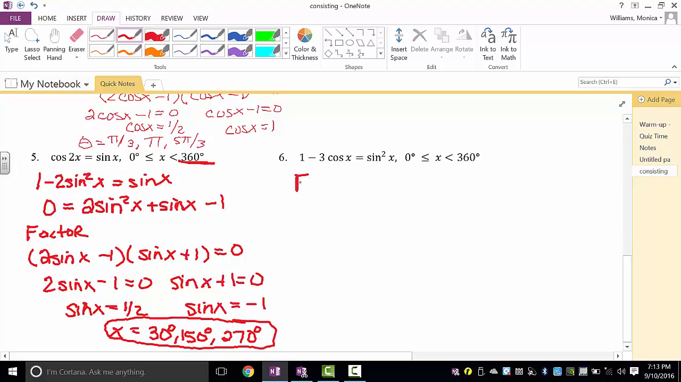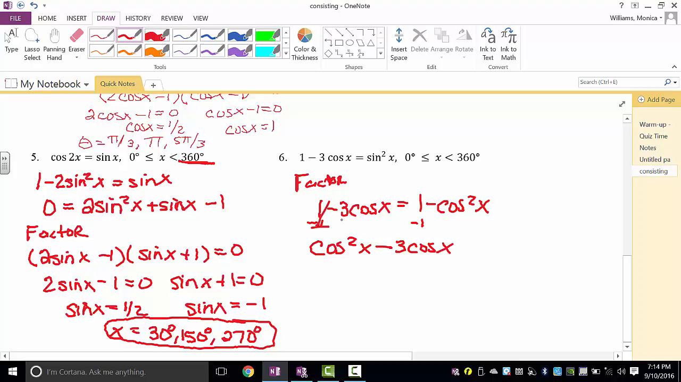Number 6, we will also factor. But notice first, we have a sine squared and we have a cosine. So I am going to change sine squared using a Pythagorean identity. I'm going to change sine squared to 1 minus cosine squared x. I want to get everything on the same side of the equation. So once I start moving everything to the left side, I have positive cosine squared x minus 3 cosine x. And when you try to move your ones, you will see that they cancel on both sides.